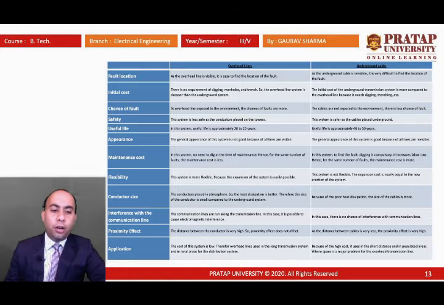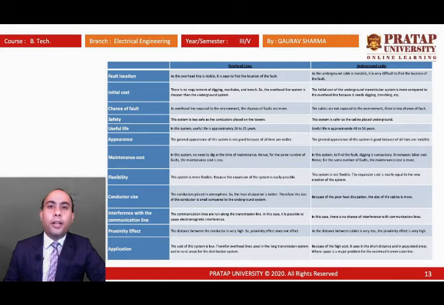But in case of underground cables, the expansion cost is nearly equal to the new erection of the system, because we have to dig out, we have to bear the labor cost, so it is almost equal to the labor cost.